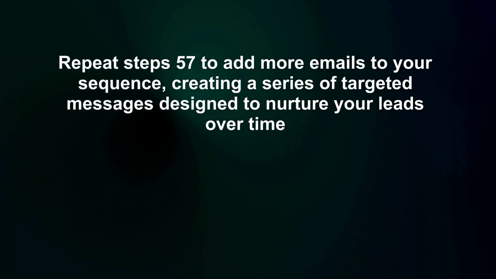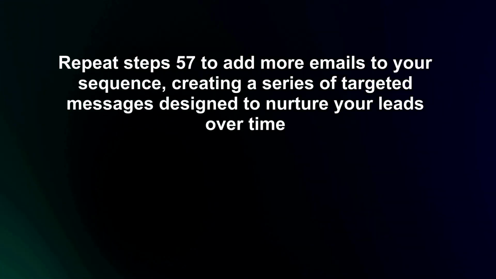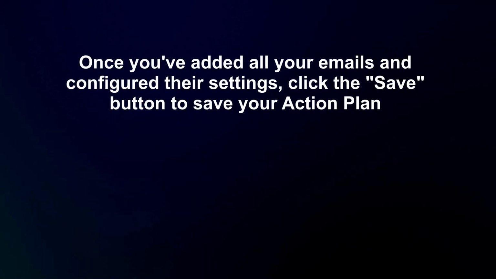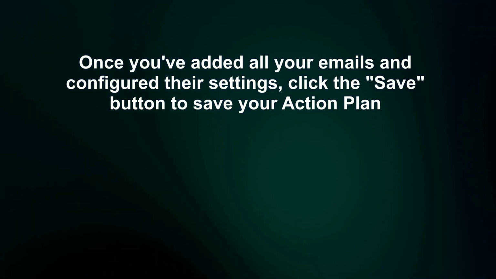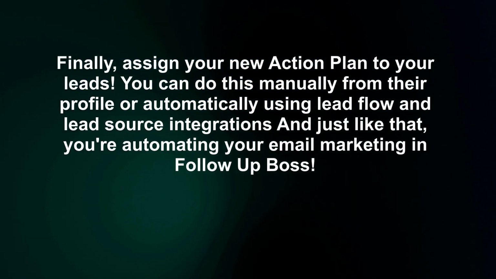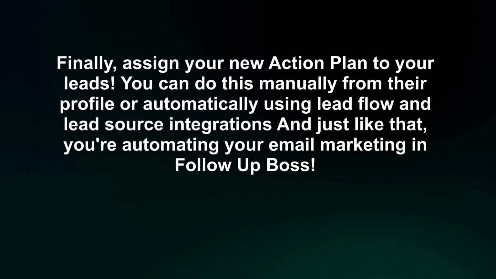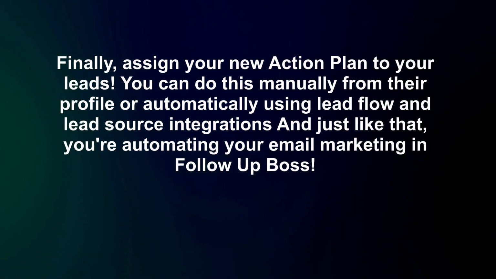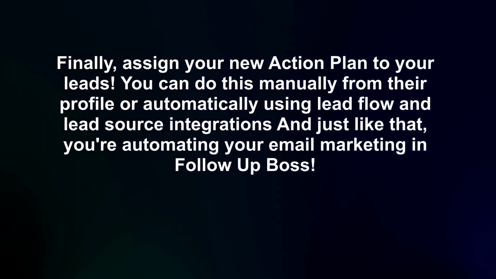Repeat steps 5 to 7 to add more emails to your sequence, creating a series of targeted messages designed to nurture your leads over time. Once you've added all your emails and configured their settings, click the Save button to save your action plan. Finally, assign your new action plan to your leads. You can do this manually from their profile or automatically using Lead Flow and Lead Source integrations, and just like that, you're automating your email marketing in Follow Up Boss.